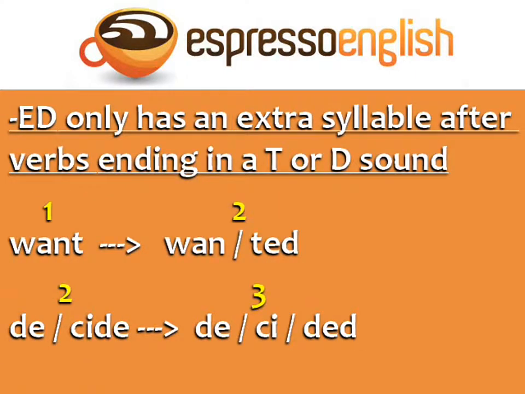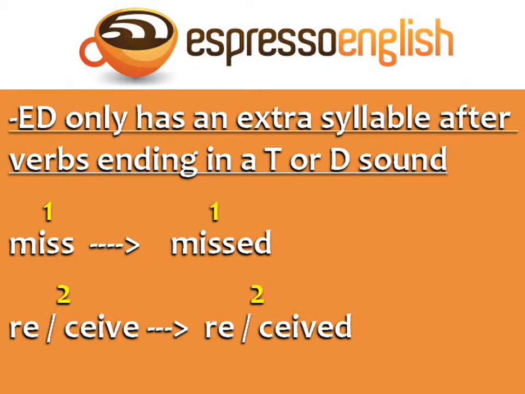Let's review. ED only has an extra syllable after verbs ending in a T or D sound. Want, wanted, decide, decided. With these verbs, the ED adds an extra syllable. In all other verbs, the ED does not add an extra syllable. Miss, missed, receive, received.